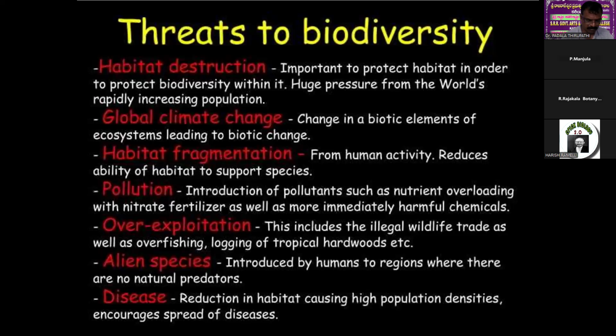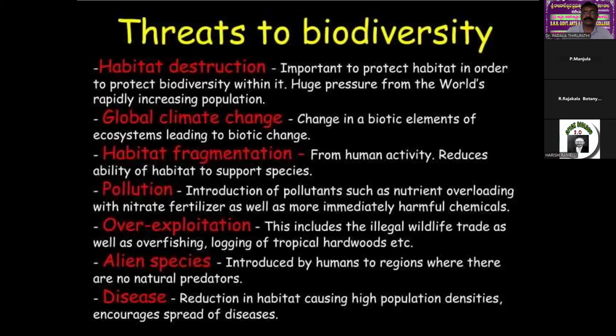Another one is pollution. That is the introduction of pollutants such as nutrient overloading with nitrate fertilizers, as well as more immediately harmful chemicals. This pollution is again due to human activities. Then over exploitation, which includes the illegal wildlife trade, overfishing, and logging of tropical hardwoods. We are using more quantity, due to which the loss of biodiversity takes place.